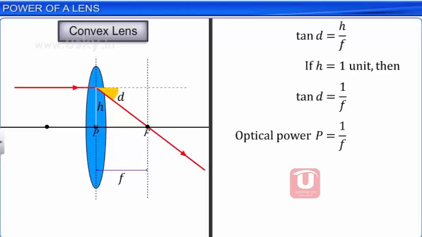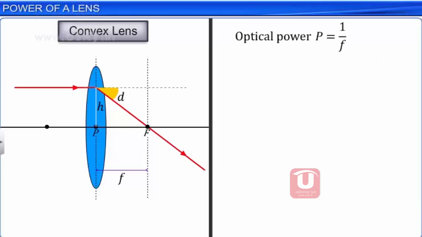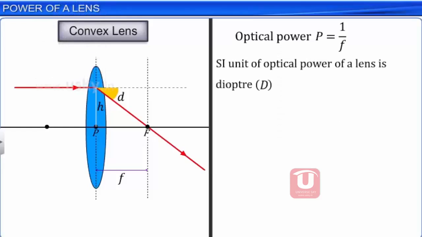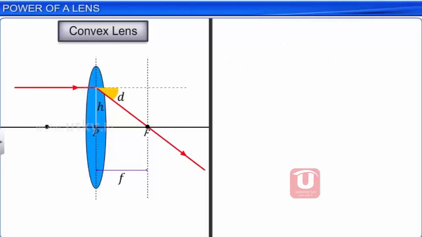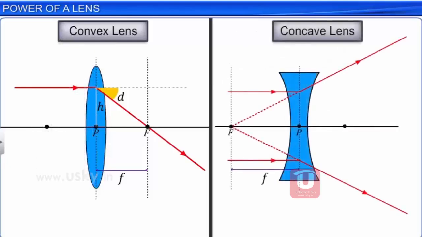The SI unit of optical power of a lens is diopter and is indicated by D. Power of a lens is 1 diopter if its focal length is 1 meter. Power of a lens can be positive or negative. As per the Cartesian sign conventions, focal length of a convex lens is positive and that of a concave lens is negative. Hence, the power of a lens is positive for a converging lens and negative for a diverging lens.